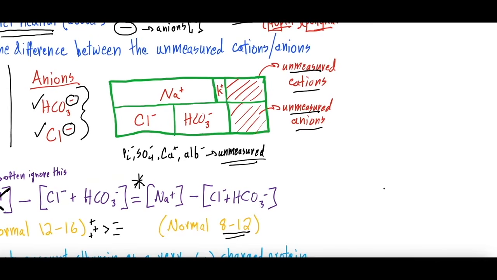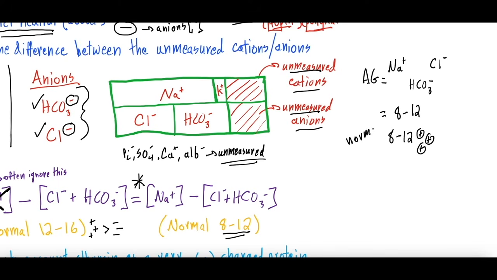Well, we know that there are a number of these unmeasured cations and unmeasured anions, and the anion gap is just looking at the difference between sodium, positively charged, and bicarbonate and chloride, negatively charged. And the normal is 8 to 12. So if you just look at these, you will always have 8 to 12 more cationic particles than anions. And this is normal, right?